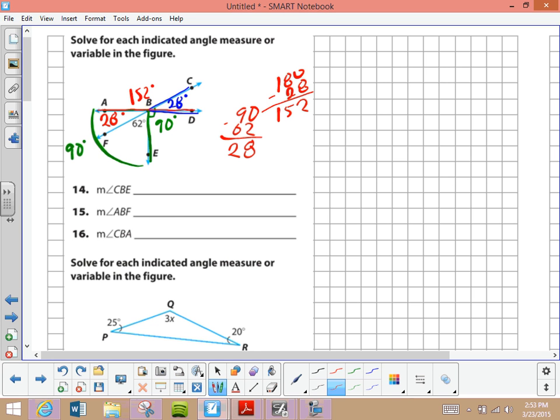Another way to find that, what would it be? How can I find it? Yes. Good. You can add all of them up and then subtract it from 360, right? Because all the angles will add up to 360. What is another way? Yes.